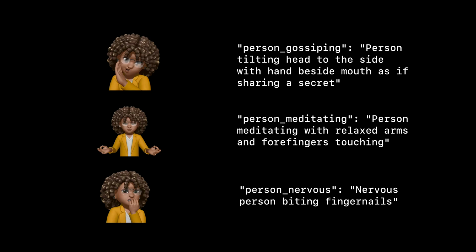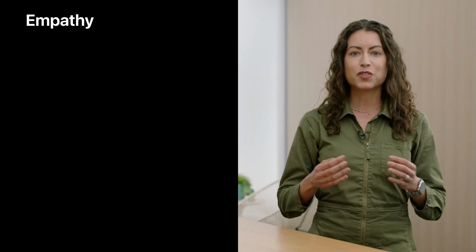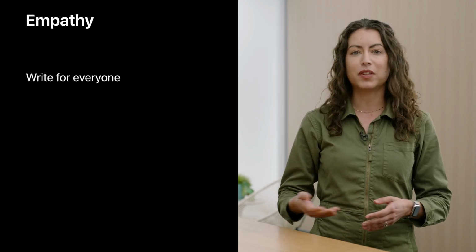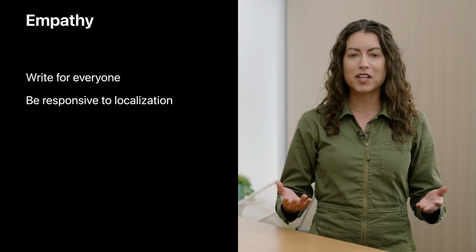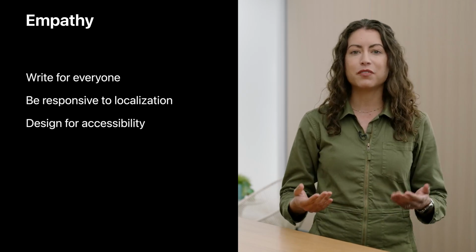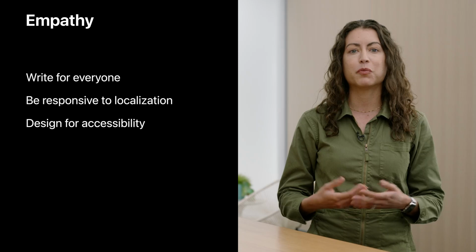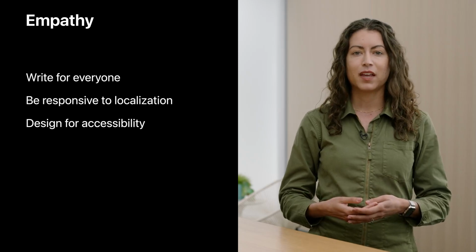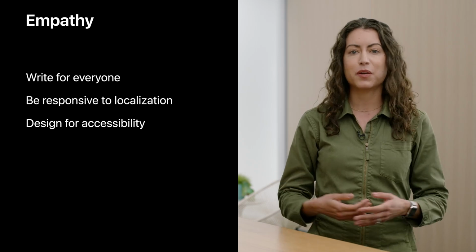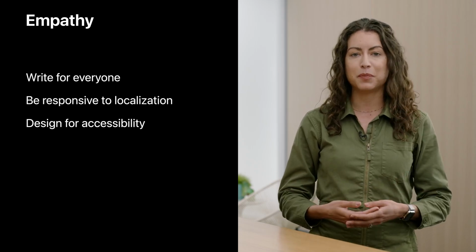You can also help everyone feel welcome in your app by avoiding unnecessary references to specific genders. Be equally thoughtful about any descriptive language you use. It's critical to use empathy when writing for your app. Write for everyone using simple language. Be responsive to localization needs, including text size changes. And design for accessibility using thoughtful text for people who use VoiceOver to navigate. Don't be afraid to review your app's language often and change things. Just as language evolves more broadly, so should the words your app uses.